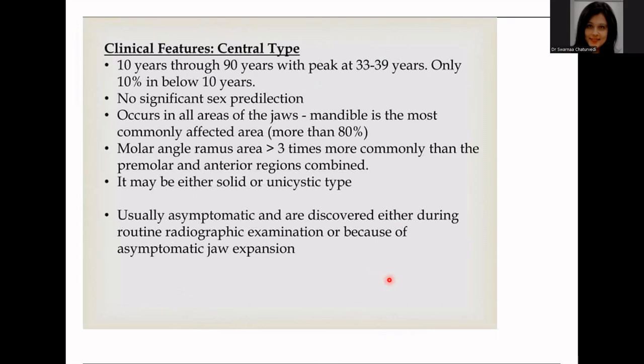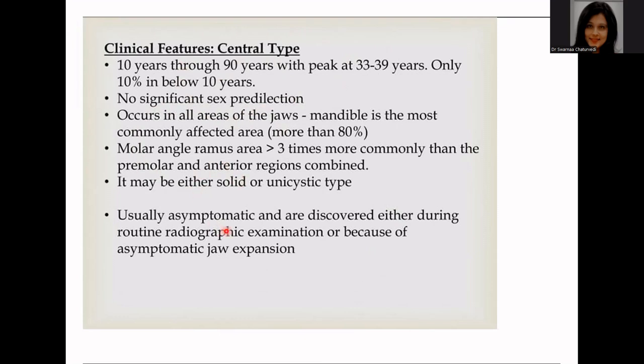If we look at the clinical features of ameloblastoma, the central type includes ages 10 through 90 years, with a peak at 33 to 39 years, and only 10% in those below 10 years. There is no significant sex predilection, and it occurs in all areas of the jaw. However, the mandible is the most common. The site most commonly involved is the molar, angle, ramus area, greater than 3 times the premolar and anterior regions combined.